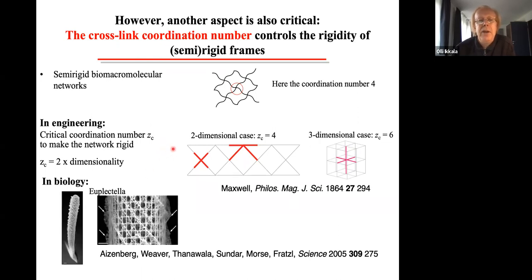This is called the crosslink coordination number, and this is very important also in engineering. For example, if you want to make a rigid structure, there's a certain critical number of coordination which gives a rigid structure. In 2 dimensions, if the coordination number is less than 4, the system is not stable. But if it is 4, it starts to be stable, and if it is more than 4 in 2 dimensions, it is of course stable. And in 3 dimensions, the critical coordination number is 6. This is really not a new thing, because the famous Maxwell studied it 150 years ago. So the critical junction coordination number is 2 times the dimensionality. And in biology, evolution has also made rigid structures based on exactly this critical number.